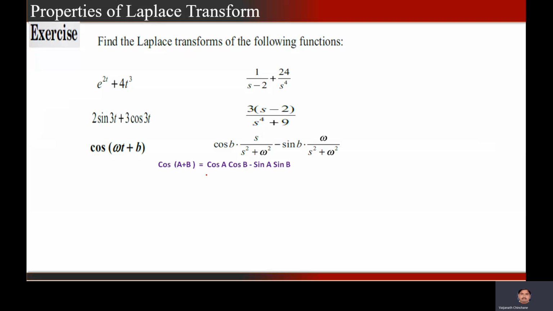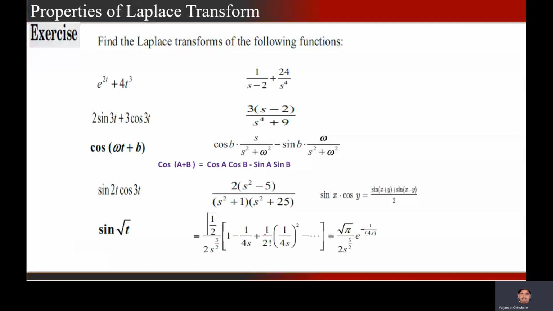Cos of A plus B is equal to cos A cos B minus sin A sin B. Third one, next, sin 2t cos. To solve this, use sin x into cos y is equal to sin of x plus y plus sin of x minus y, by 2. This is the hint for you. Then sin root t as earlier, right? So answer is this, and the hint is sin x equal to x minus x cube by 3 factorial plus x raised to 5 upon 5 factorial, and so on.